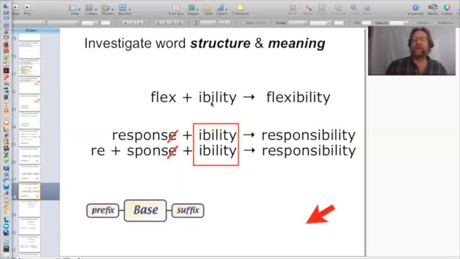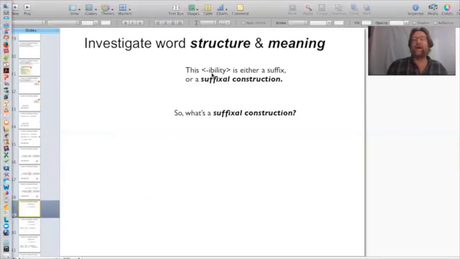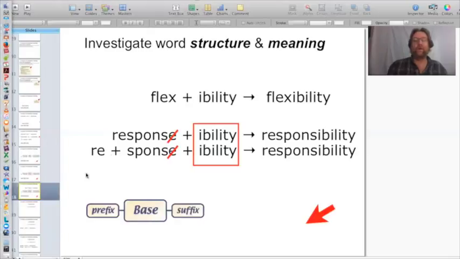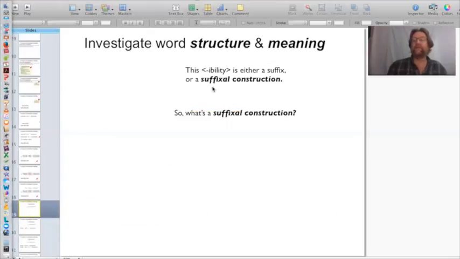I've noticed that we can add IBILITY in other words, like flexibility. So we do have evidence that this is possible. So this IBILITY is either a suffix, or perhaps just a suffixal construction.